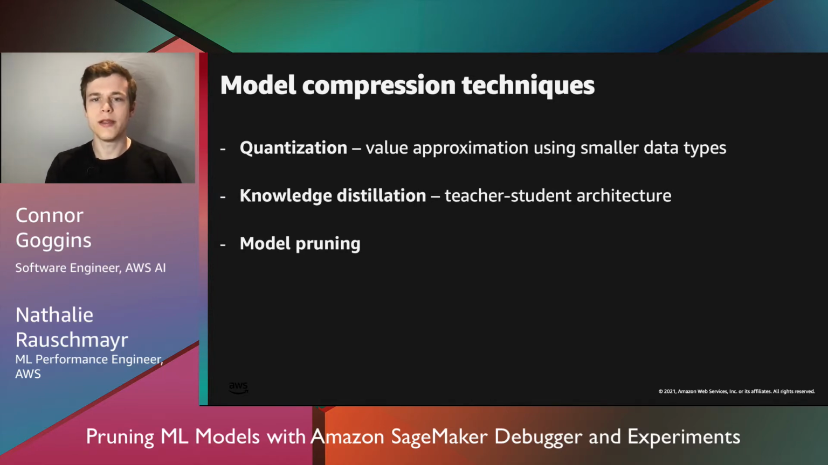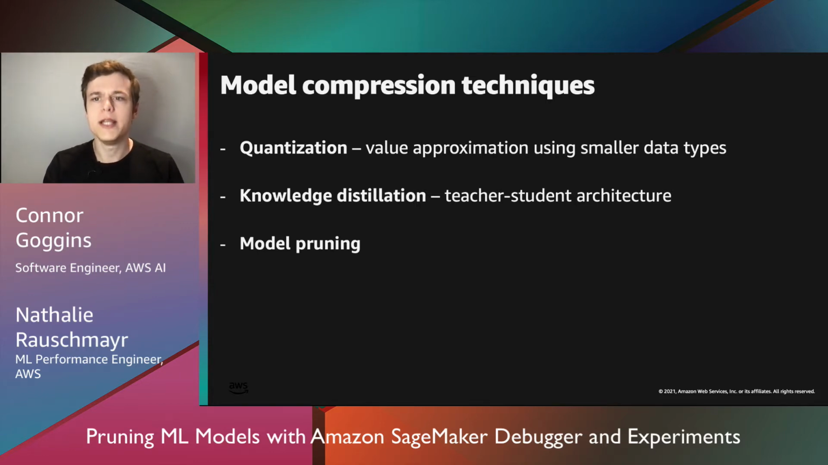The reason we, the Sagemaker debugger team, don't focus on this type of model compression is because approximating the parameters using smaller data types sacrifices precision for a compressed representation. And research has shown that there's often a direct relationship between the reduction in model size and a commensurate reduction in accuracy using this technique.